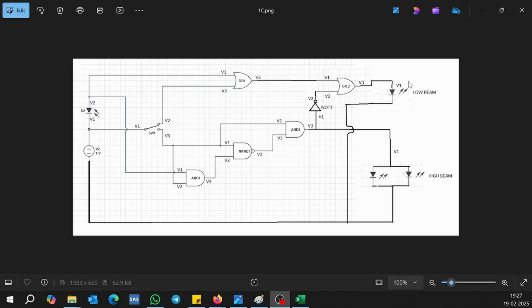First understand this. This is a low beam, or one LED. This is a high beam, so it is shown with two LEDs. This particular thing is an LED. You see the light going out, that means it is an LED.